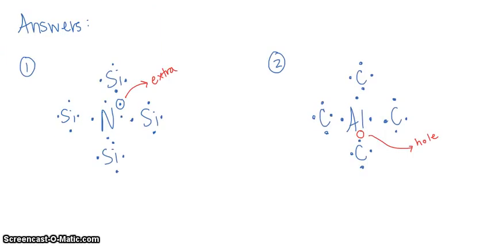So this should be how the 2 semiconductors you drew look. The first one should have an N in the middle for nitrogen, and then it should have 5 valence electrons around, and then 4 silicons, and then you can see that there will be an extra valence electron around the N. And then the second one should be aluminum, and you should see that there's a hole produced because aluminum only has 3 valence electrons.